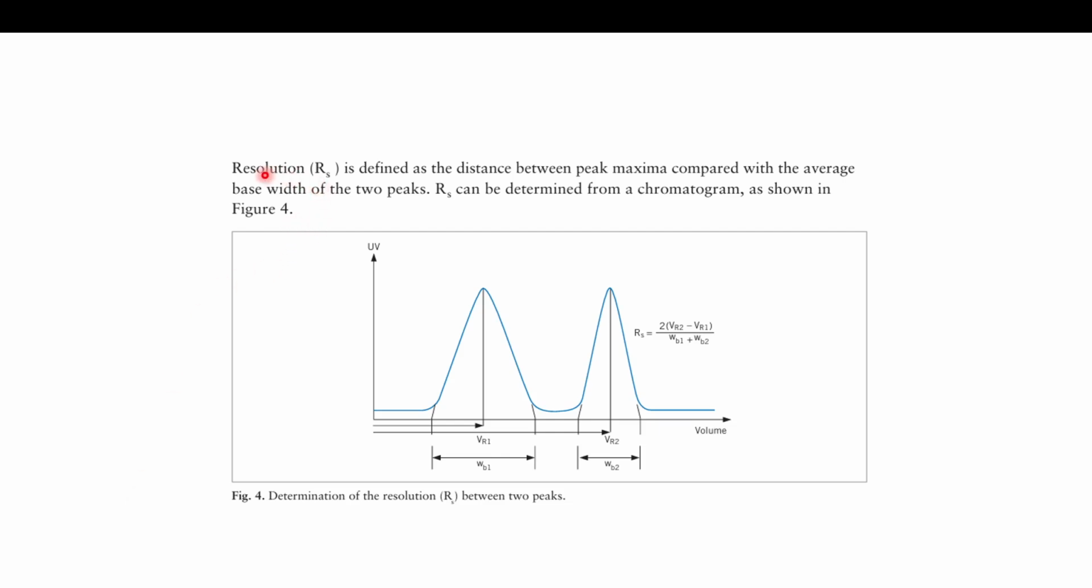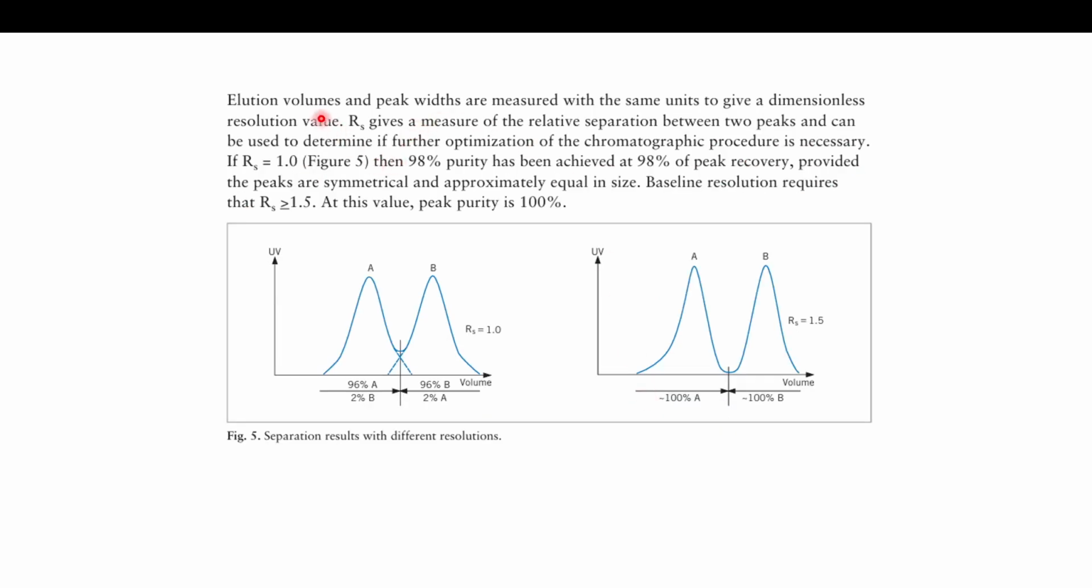Now this is the same thing. Resolution of the matrix, or resolution of the column, that we were talking about, is the distance between the peak maxima divided by the average base width of the two peaks. Now when we talk about elution volumes and peak widths, basically they are dimensionless, and resolution gives a measure of the relative separation between the two peaks, and these overlapping ones mean resolution is lower. In a very ideal case scenario, you actually have two well separated distinct peaks in a chromatograph.